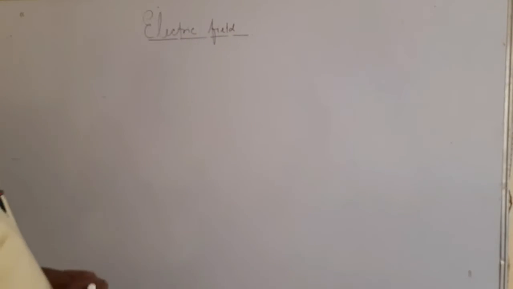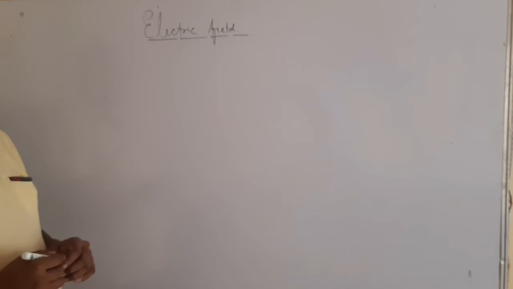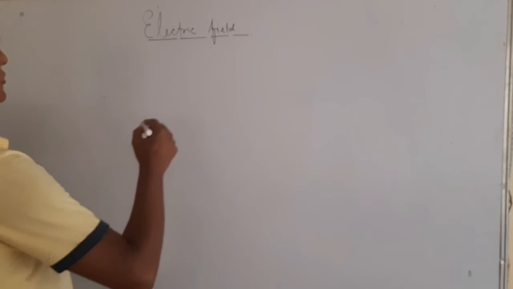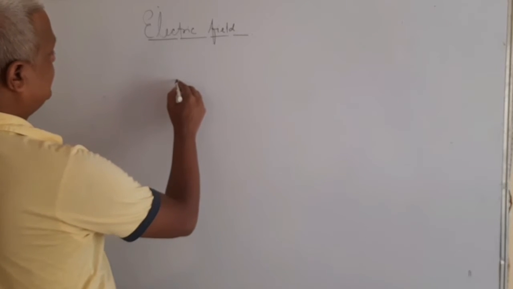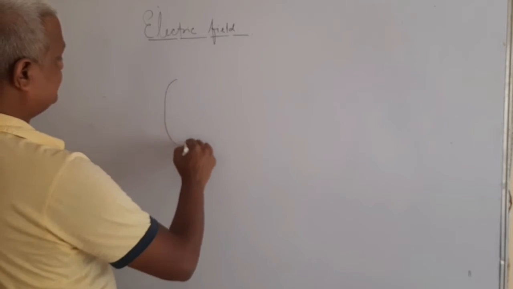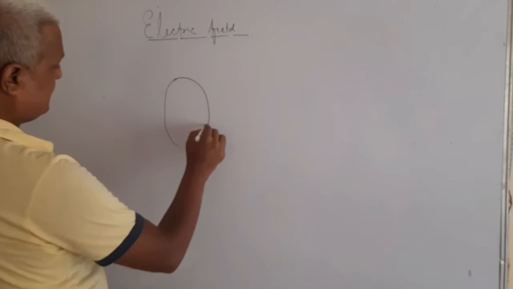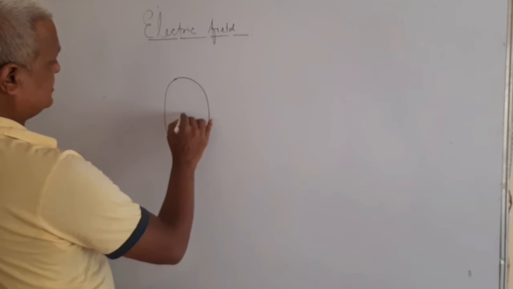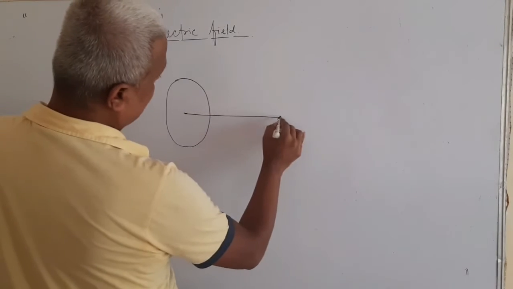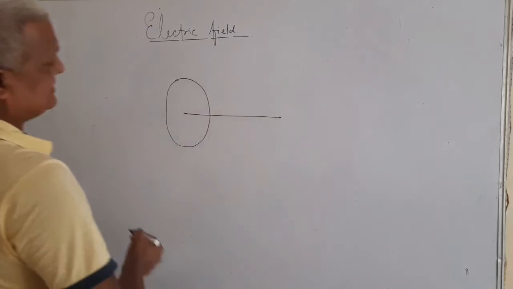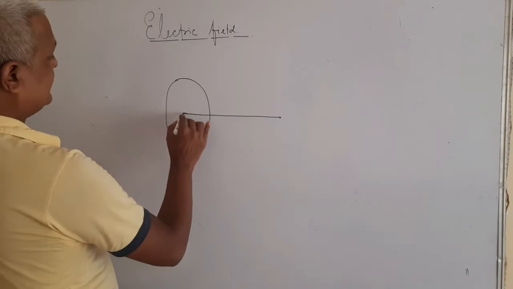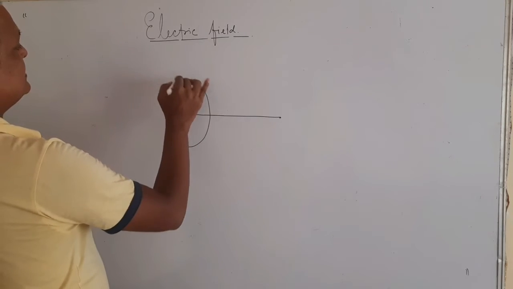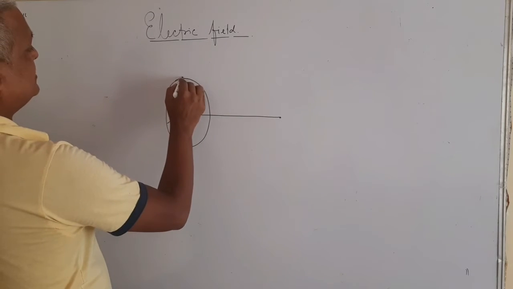Okay friends, so now in this video we are going to derive the electric field due to a ring. This is a ring, and on its axis, this is the origin. The radius of this ring is R, and on this ring a charge Q is spread.